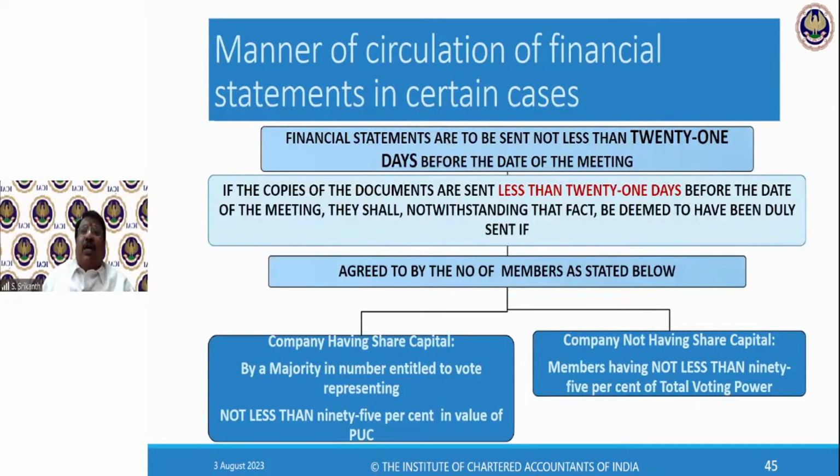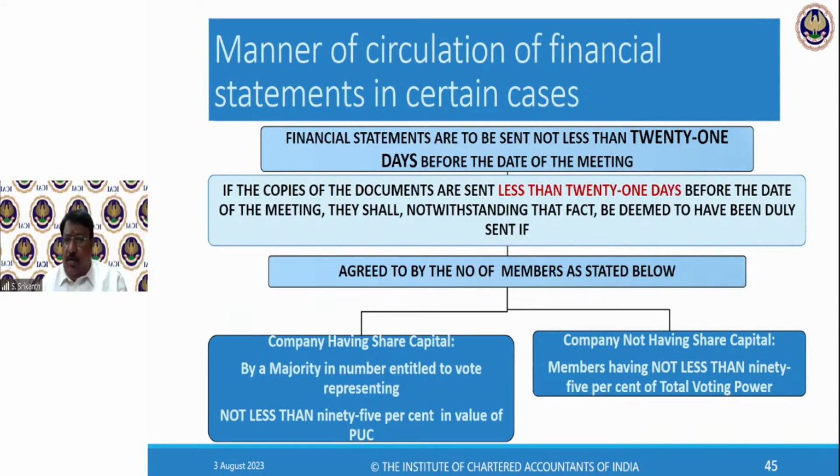The financial statements are to be sent not less than 21 days before the date of meeting. If the copies of the documents are sent less than 21 days before the date, they shall, notwithstanding that fact, be deemed to have been duly sent if agreed to by the number of members as stated below. So in case you are sending it less than 21 days, then in the case of a company having share capital, a majority in number entitled to vote representing not less than 95% in value of the paid up capital.